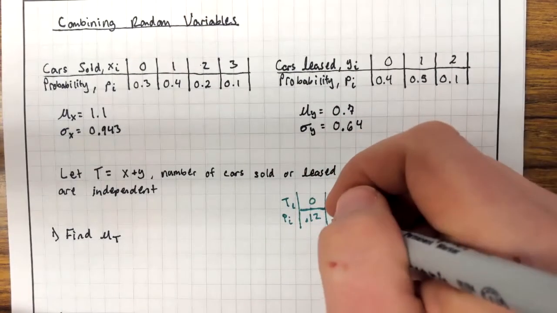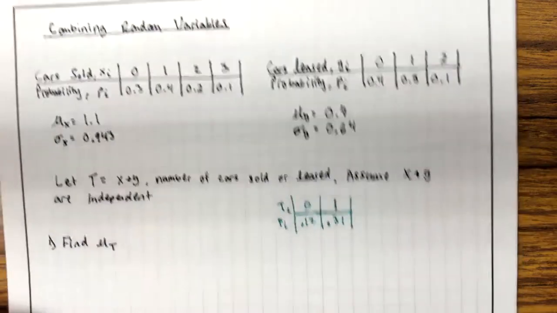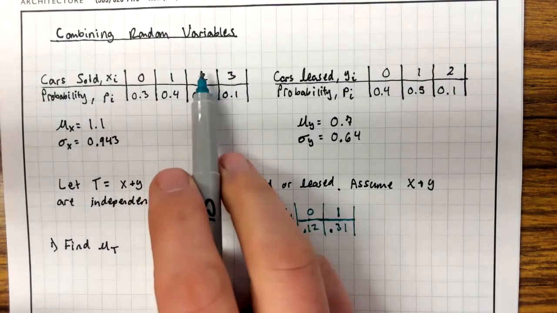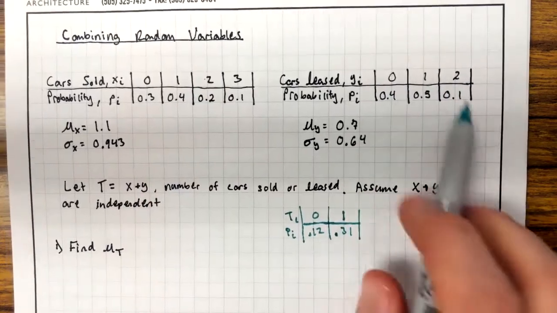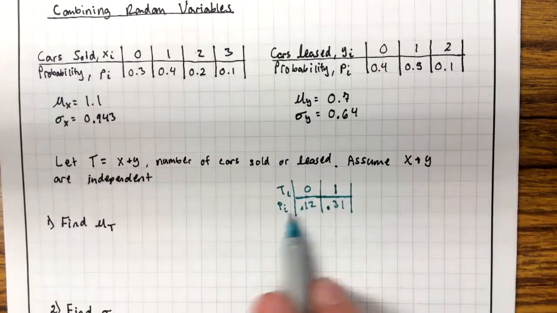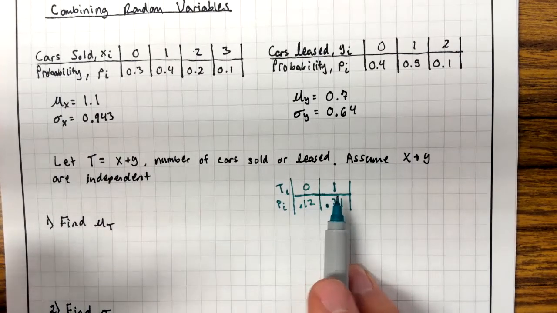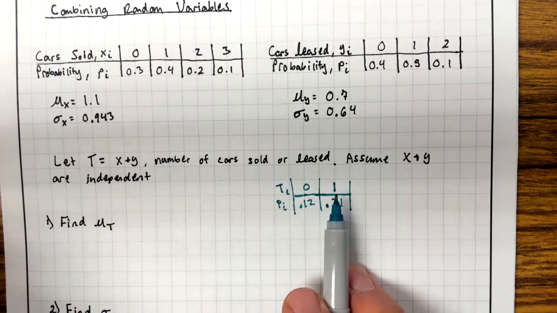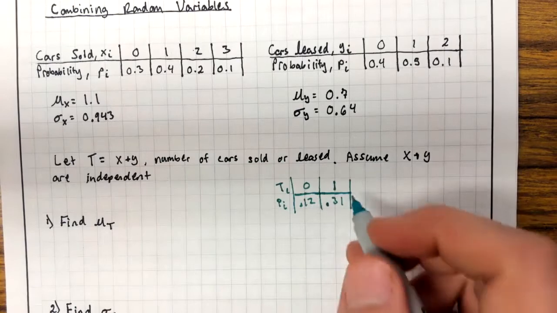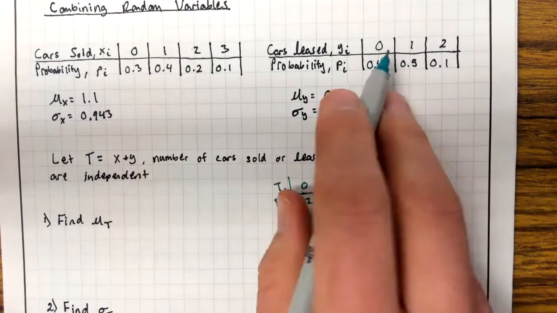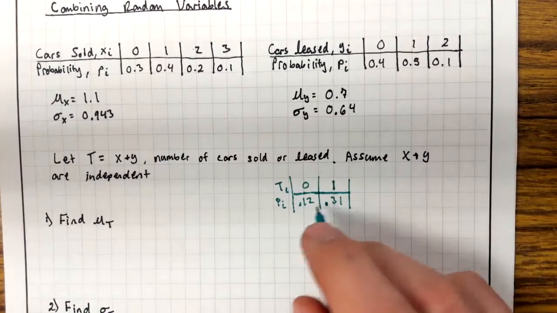Now again, I was only able to multiply these things if I knew that the events were independent. If the probabilities changed, like if I knew that I sold 2 cars and that decreased the probability that I was going to lease a car that day, we would not be able to do this. Those conditional probabilities change the effects of one or the other events. So the only way to make this table work with the information given is if cars sold and cars leased were independent.